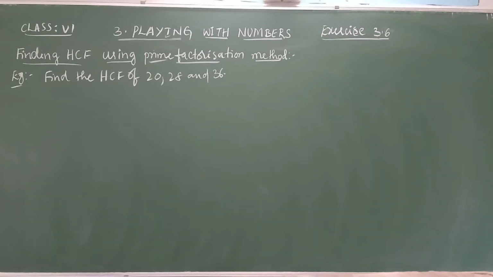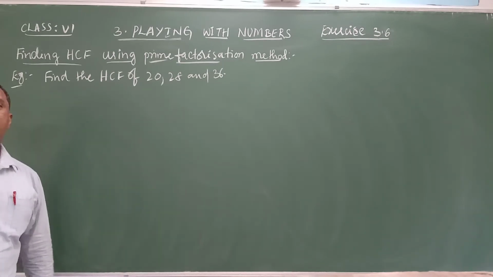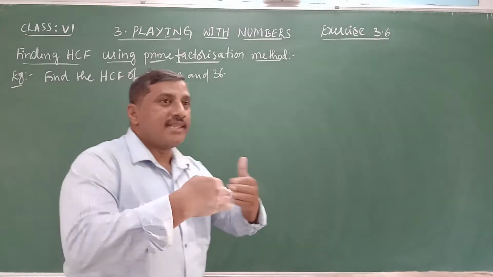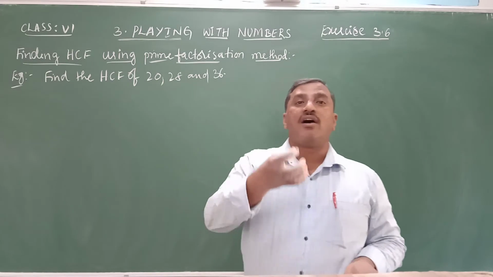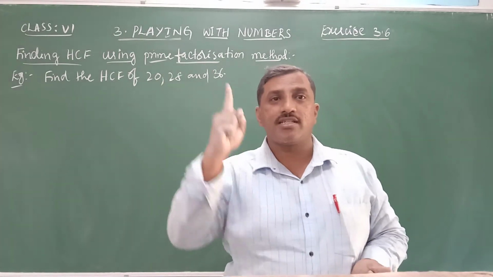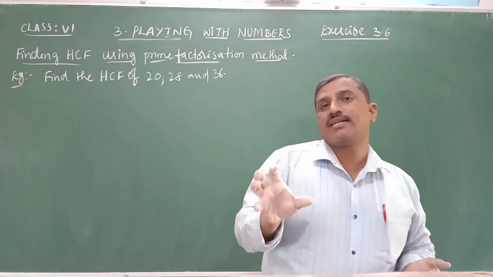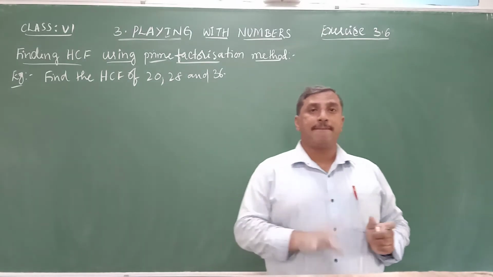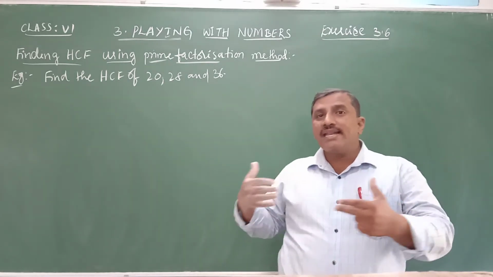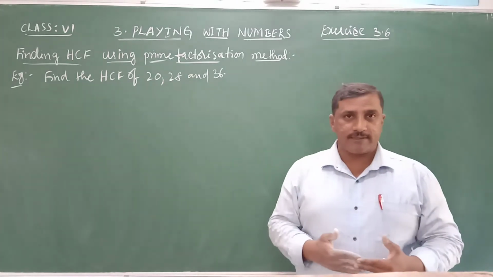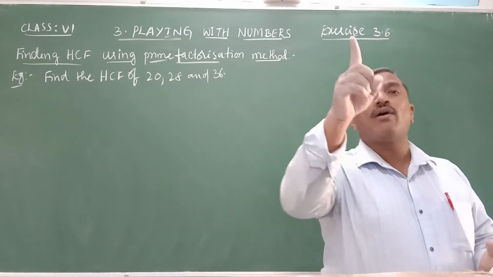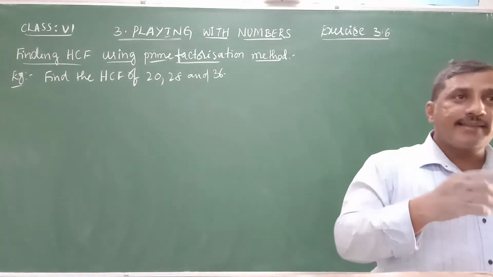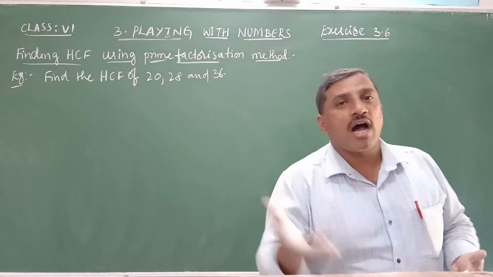Now we will find the HCF using the prime factorization method. In this method what we will do? We will find the prime factors of all the given numbers. First step, find the prime factors of all the given numbers. Then identify the common prime factors. They may have only one common prime factor, or they may have more than one common prime factor.